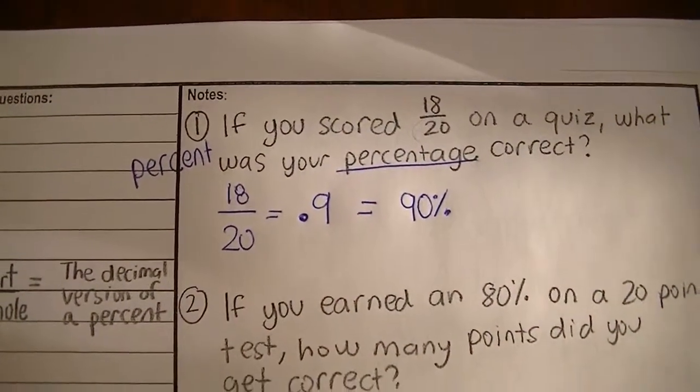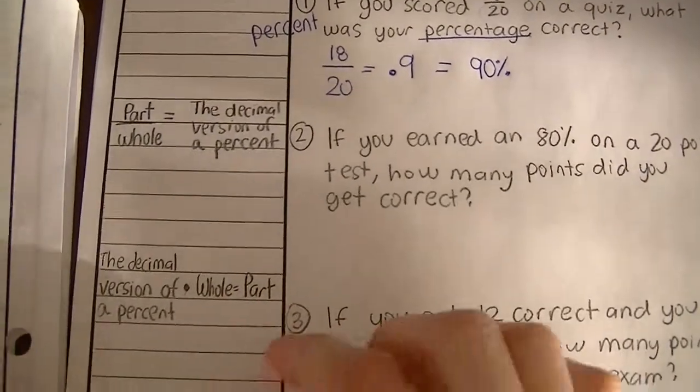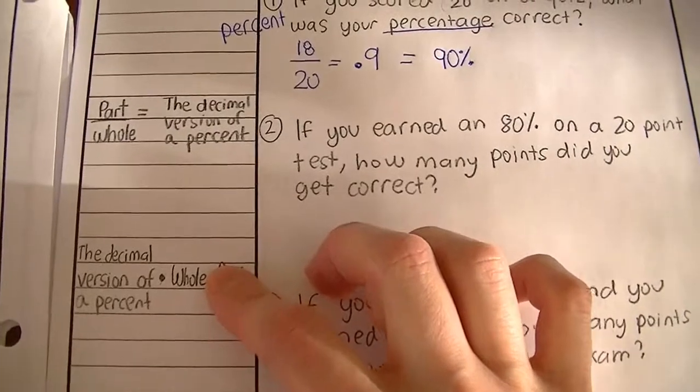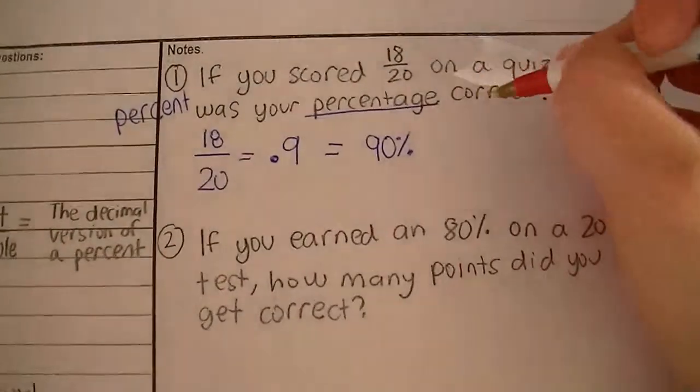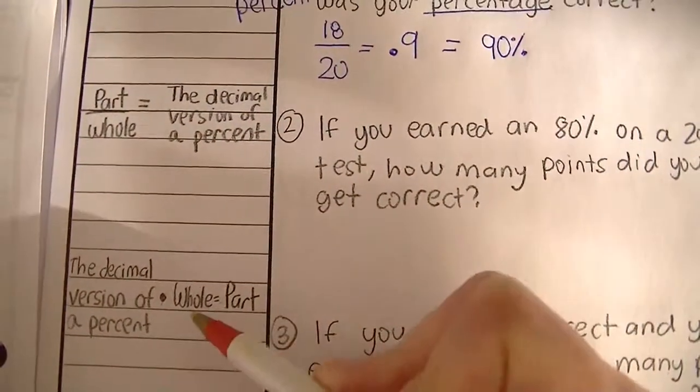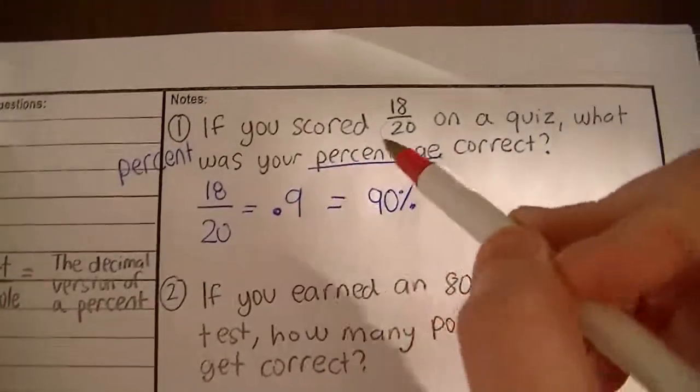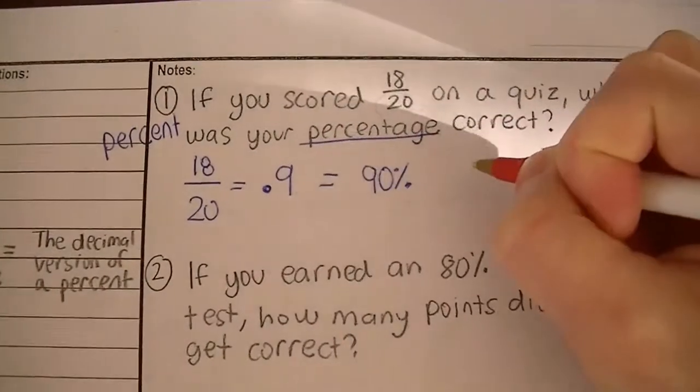Now, something else I want to show you is how these other 2 equations would also have worked. I'm going to show you how to do that right now, okay? I'm going to go ahead and use the part equation right here. The decimal version of a percent is what I would write first, and I don't know that, so I'm going to call it x.